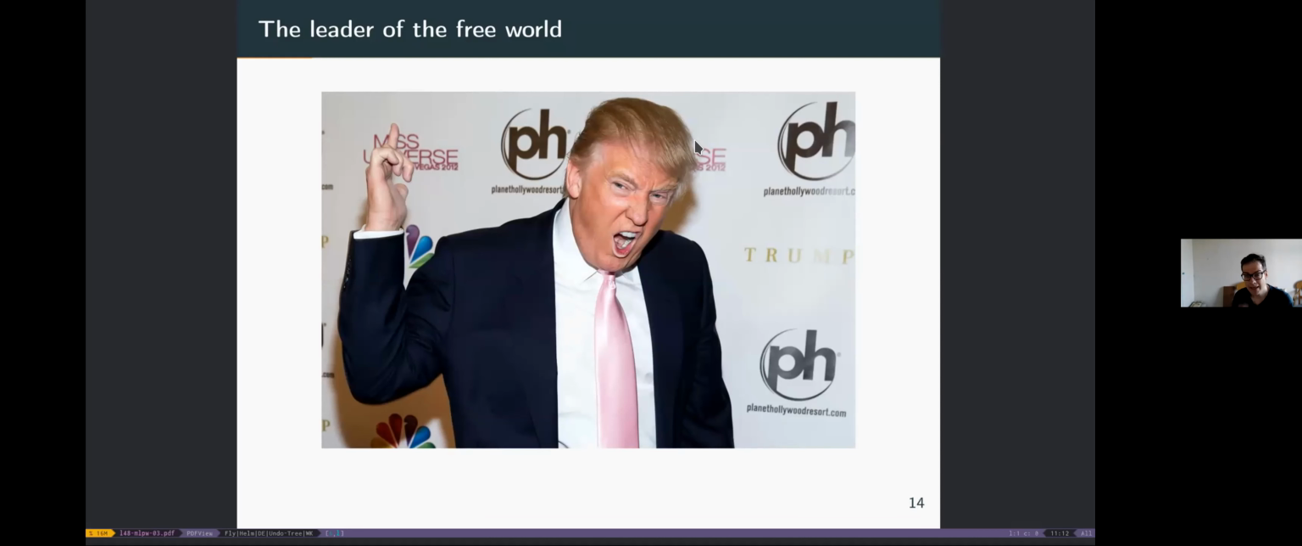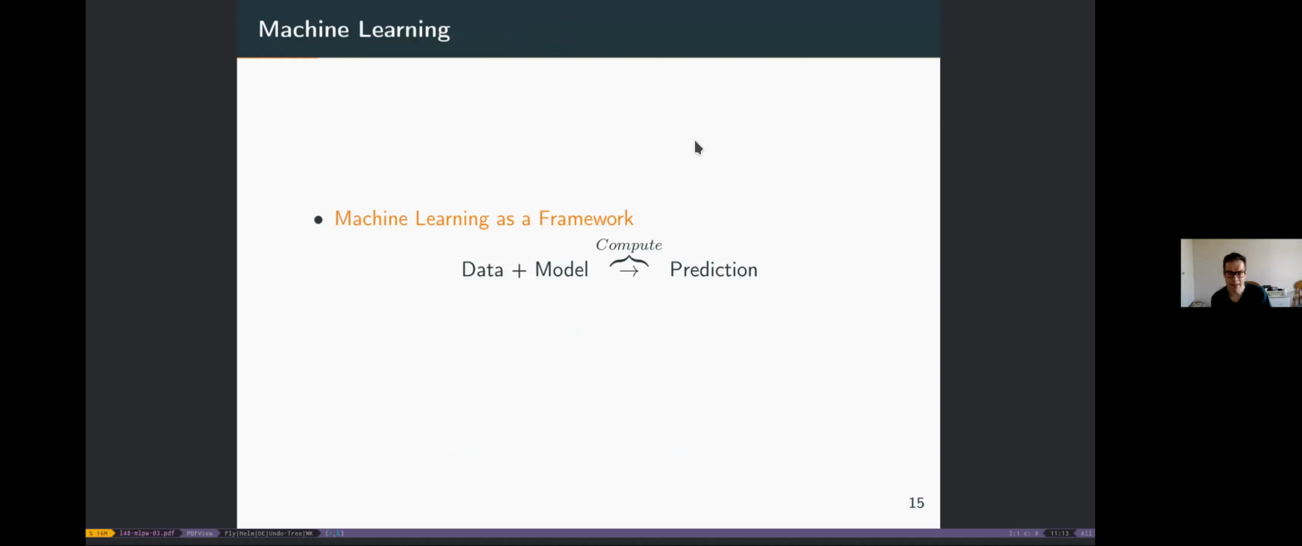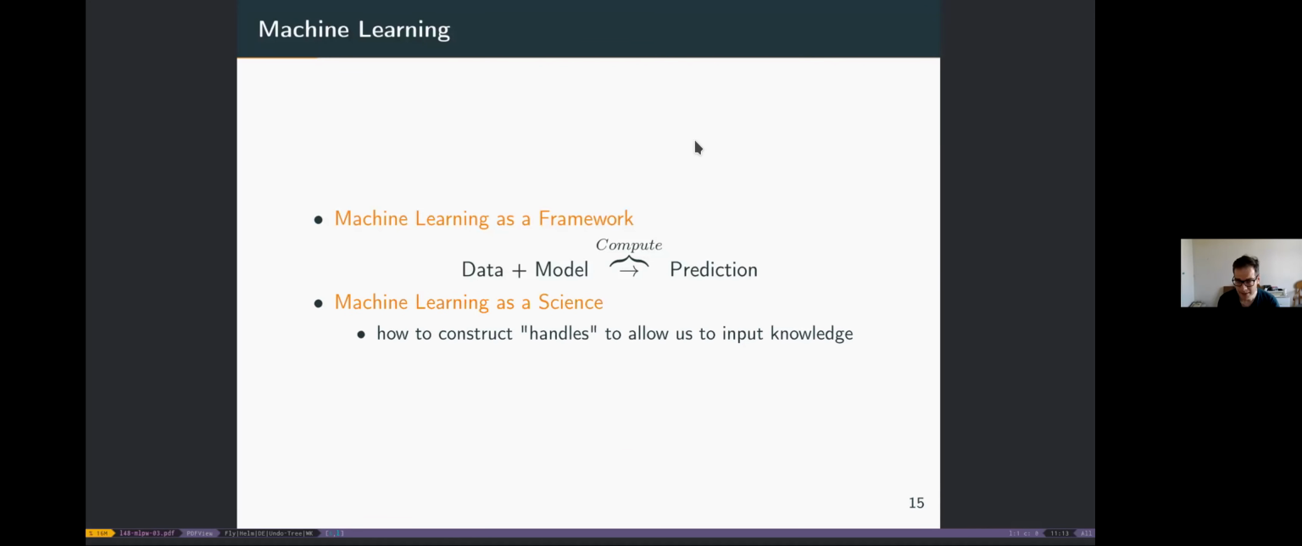So that's exactly the way we have to think about machine learning models. So then to connect this to what we're going to do today, maybe last time we talked about machine learning as a framework, and the framework is actually doing this. Now, to me, machine learning as a science is this. So our model is where we input our beliefs about the world.